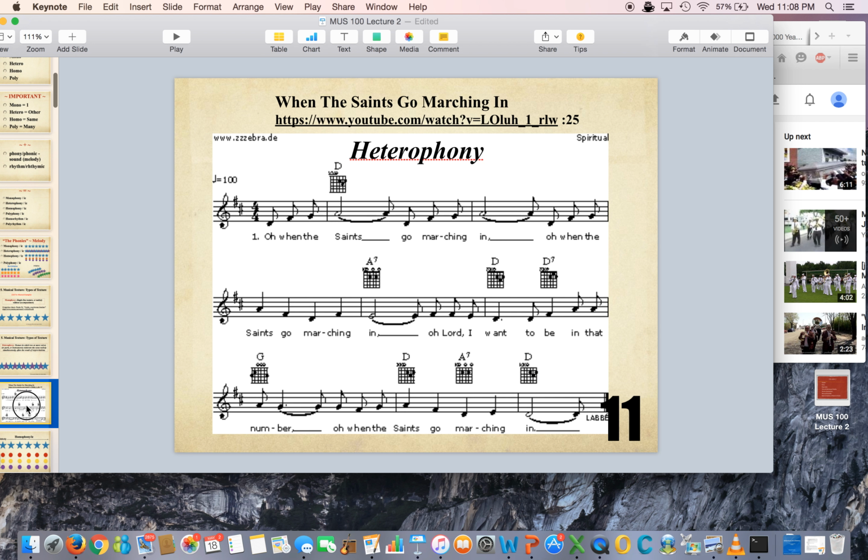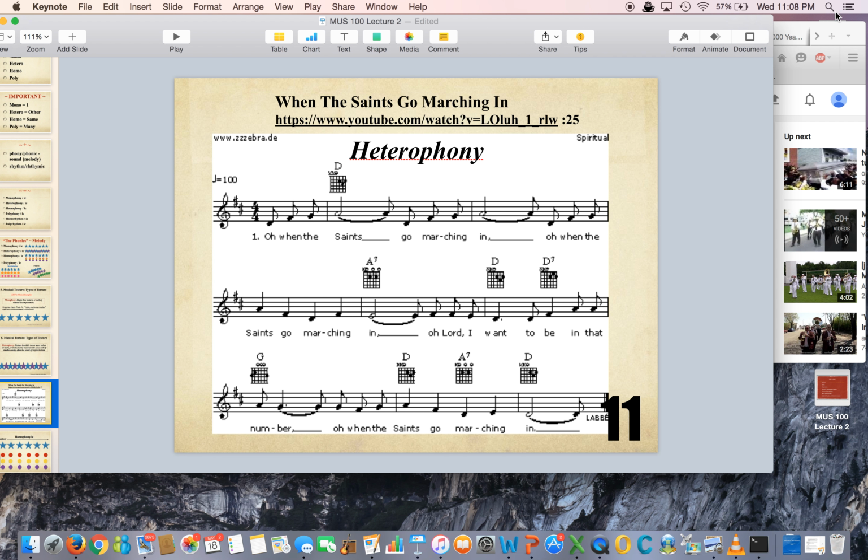That's what that means. So if you take this simple melody, oh, when the saints go marching in, oh, when the saints go marching in, oh, Lord, I want to be in that number, when the saints go marching in. A jazz player would play it like that, and then they would riff on it. Oh, when the saints go marching in, and they do weird stuff with it.